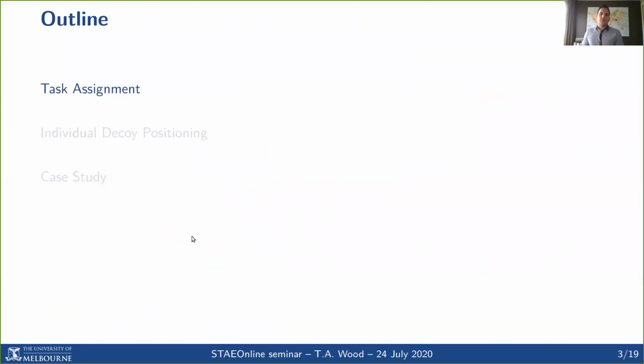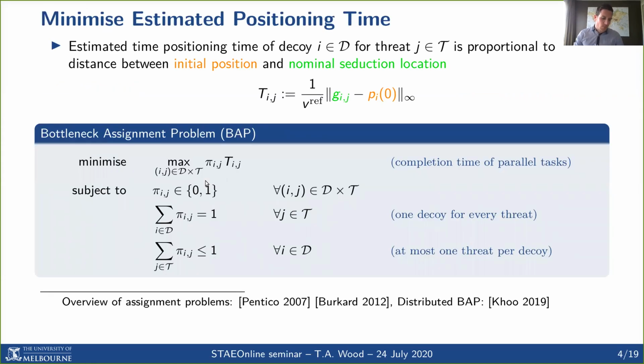So my talk is going to be split up into these two main components, task assignment and then the motion control in the second part. Starting off with task assignment. For the initial assigning of decoys to threats, we need to have some estimate of how long it's going to take for a decoy to maneuver itself so it can start the seduction.